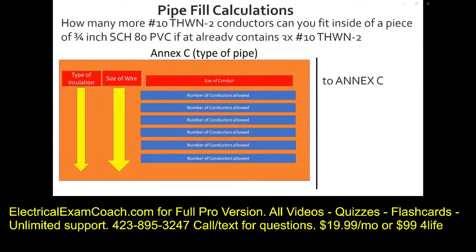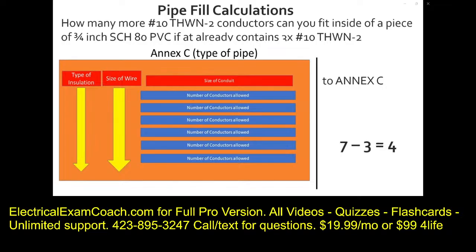Then when we get to the table, we're going to read the black bold heading to make sure that we're in the right table. We start on the left-hand side and we find our insulation type. Then we find our wire size. Then we come across the top and find our conduit size. And we're going to find that our starting value is 7.